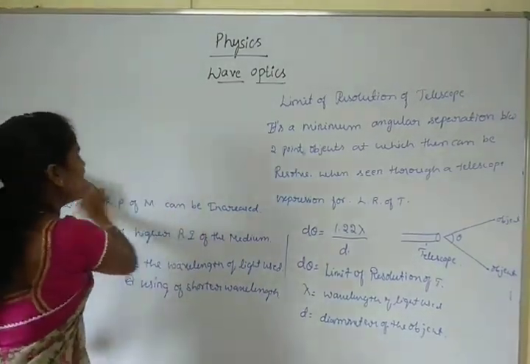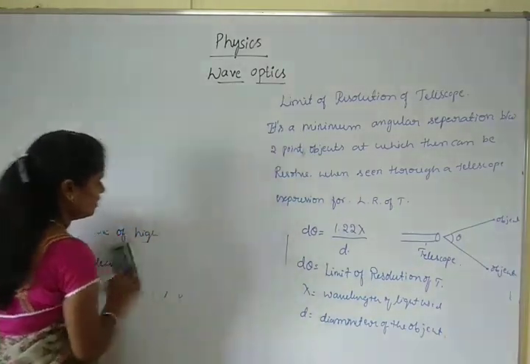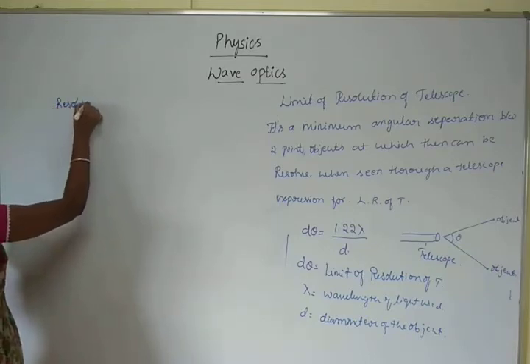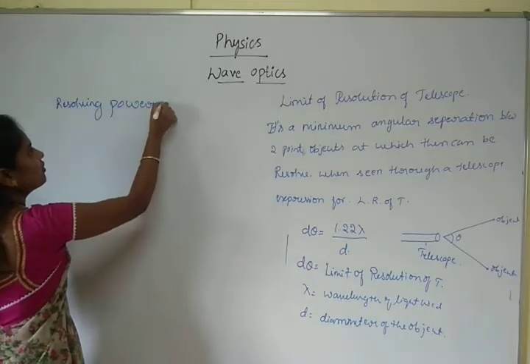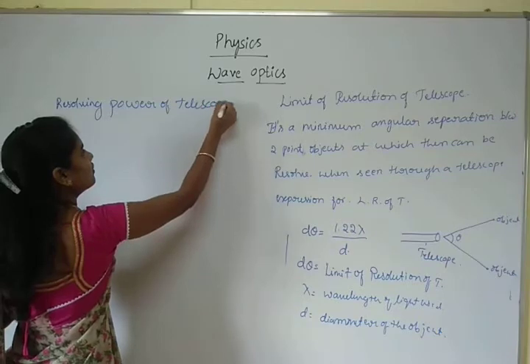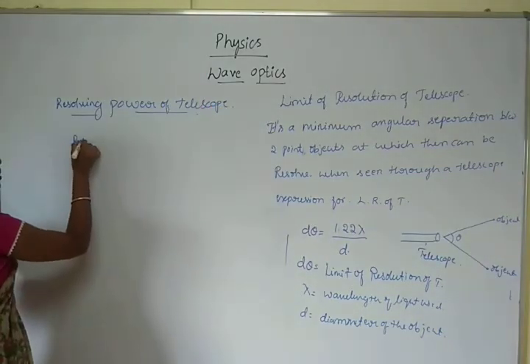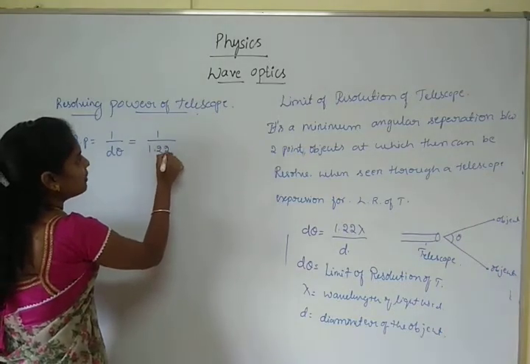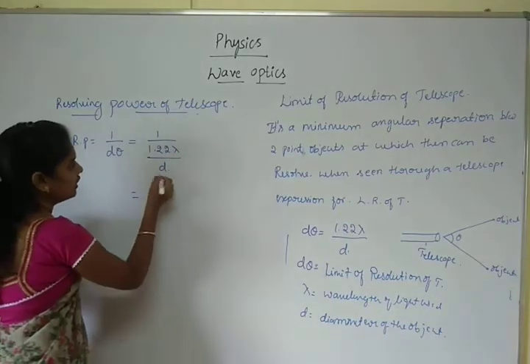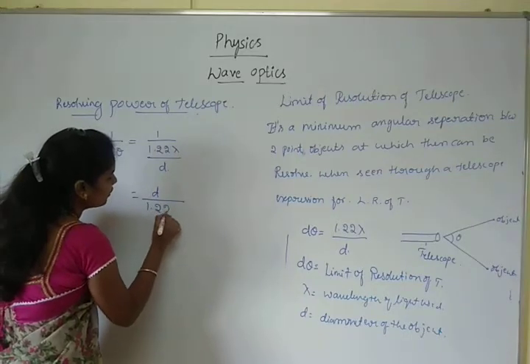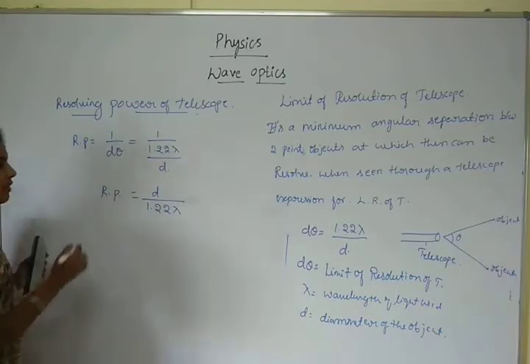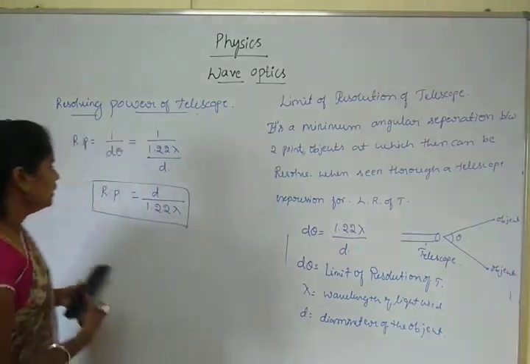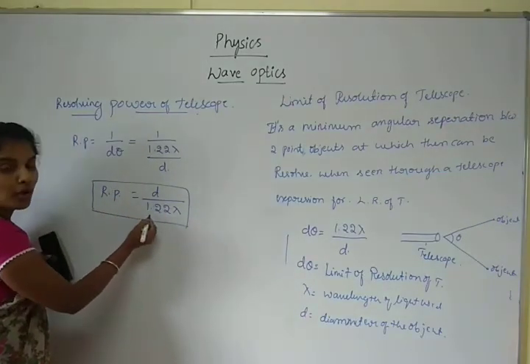Next one is the resolving power of a telescope. RP equals 1 divided by d theta, which is equal to 1 divided by 1.22 lambda divided by d. So d goes to the numerator: RP equals d divided by 1.22 lambda. It can be defined as the reciprocal of the limit of resolution of a telescope.